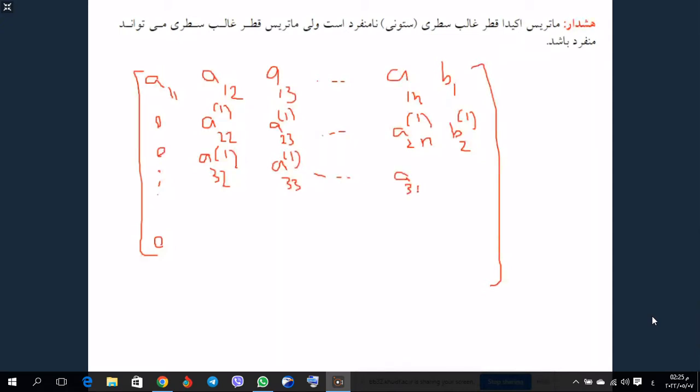A3N in the first phase, B3 in the first phase, and finally we have AN2 in the first phase, AN3 in the first phase, and ANN in the first phase, BN1.